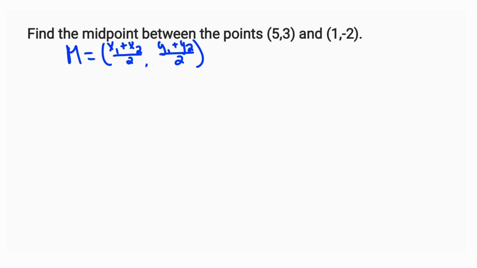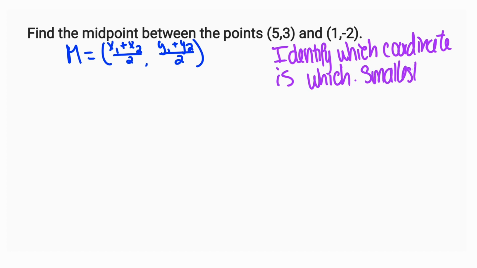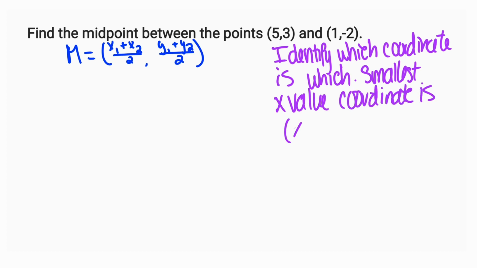Now, let's say you have this. Find the midpoint between 5, 3 and 1, negative 2. So we have our formula. We simply need to identify which coordinate is which. Typically, the smallest x value coordinate is the first point, point 1, denoted by the subscript 1. However, since we are taking an average, you don't necessarily have to. However, this does make it a lot easier to figure out in your head.